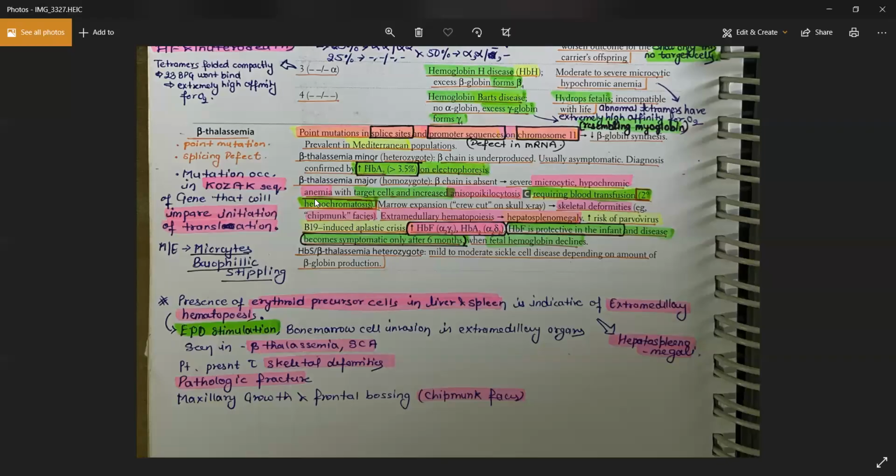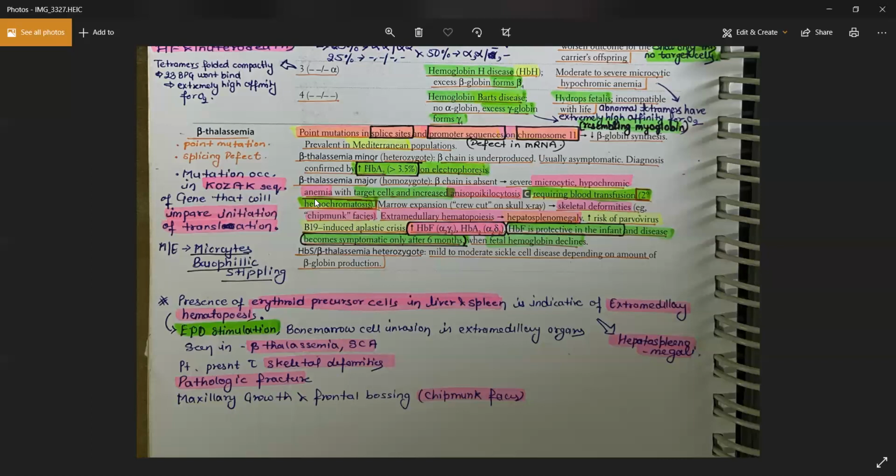In case of beta thalassemia major, you're having the mutation in both the genes for the beta chain. As a result, the beta chain is now absent from the blood, and you will be having a severe microcytic hypochromic anemia. The target cells will be seen, and anisopoikilocytosis will happen, which means that varying sizes of RBCs and varying shapes of RBCs are present.